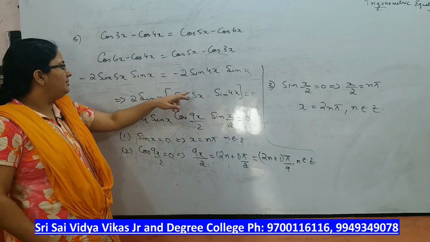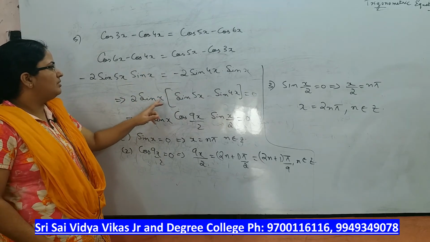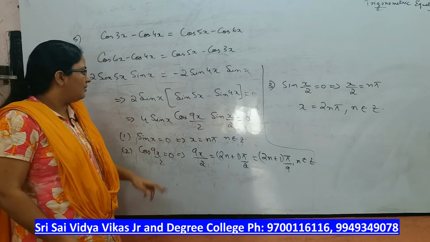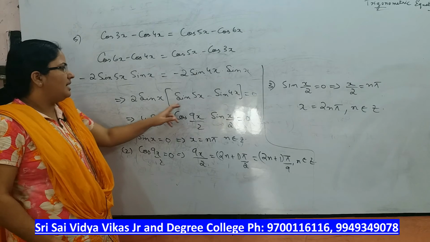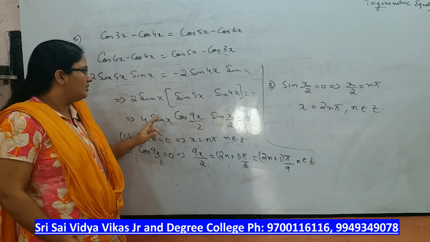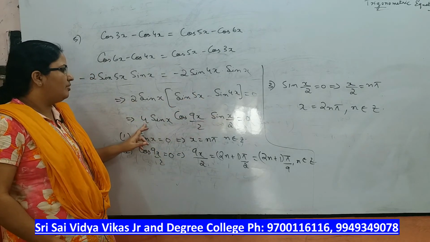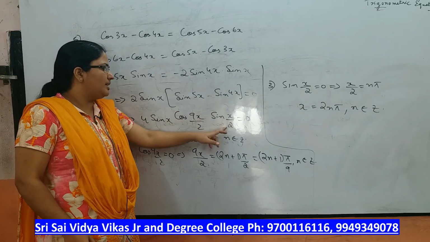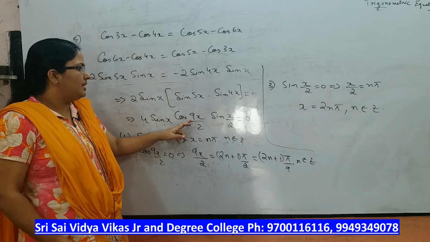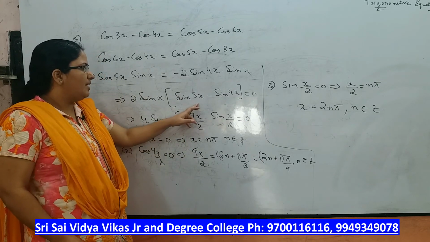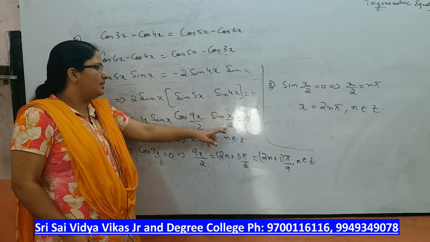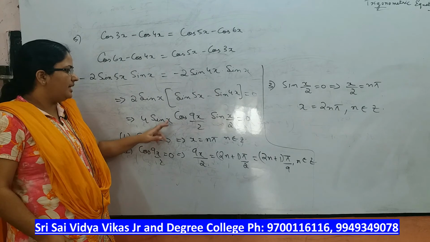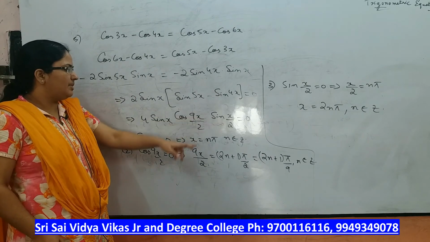Bring this term here, you have 2 sin x, and sin x times (sin 5x minus sin 4x) is equal to 0. Now sin minus sin is 2 cos sin, so the 1 by 2 will come here and it will become 4 here: 4 sin x cos((5x plus 4x)/2) sin((5x minus 4x)/2). 5x plus 4x by 2 is 9x by 2, and 5x minus 4x by 2 is x by 2, and that is equal to 0. Here you have 3 terms: sin x, cos 9x by 2, sin x by 2.